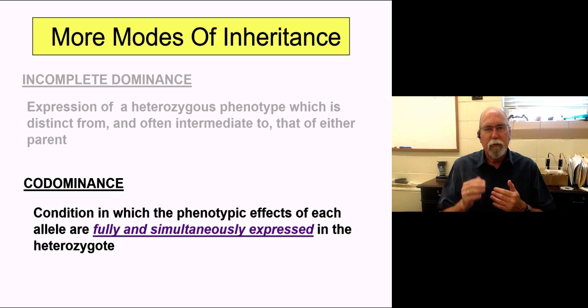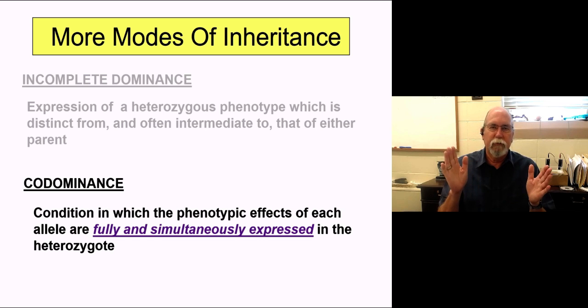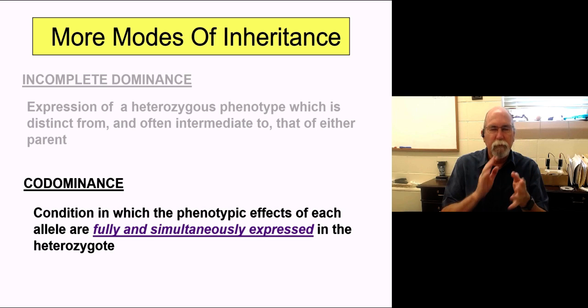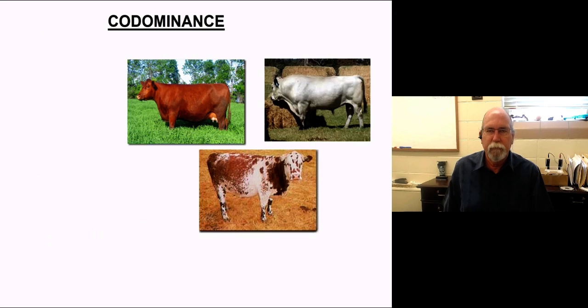Because with codominance, let's say the snapdragons were codominant, what you would expect to see is, in fact, some parts of the flower being bright red and some parts being white. They both ought to show up simultaneously, but they don't. They blend together. So the example we're using here is codominance, where we've got full expression of both alleles.